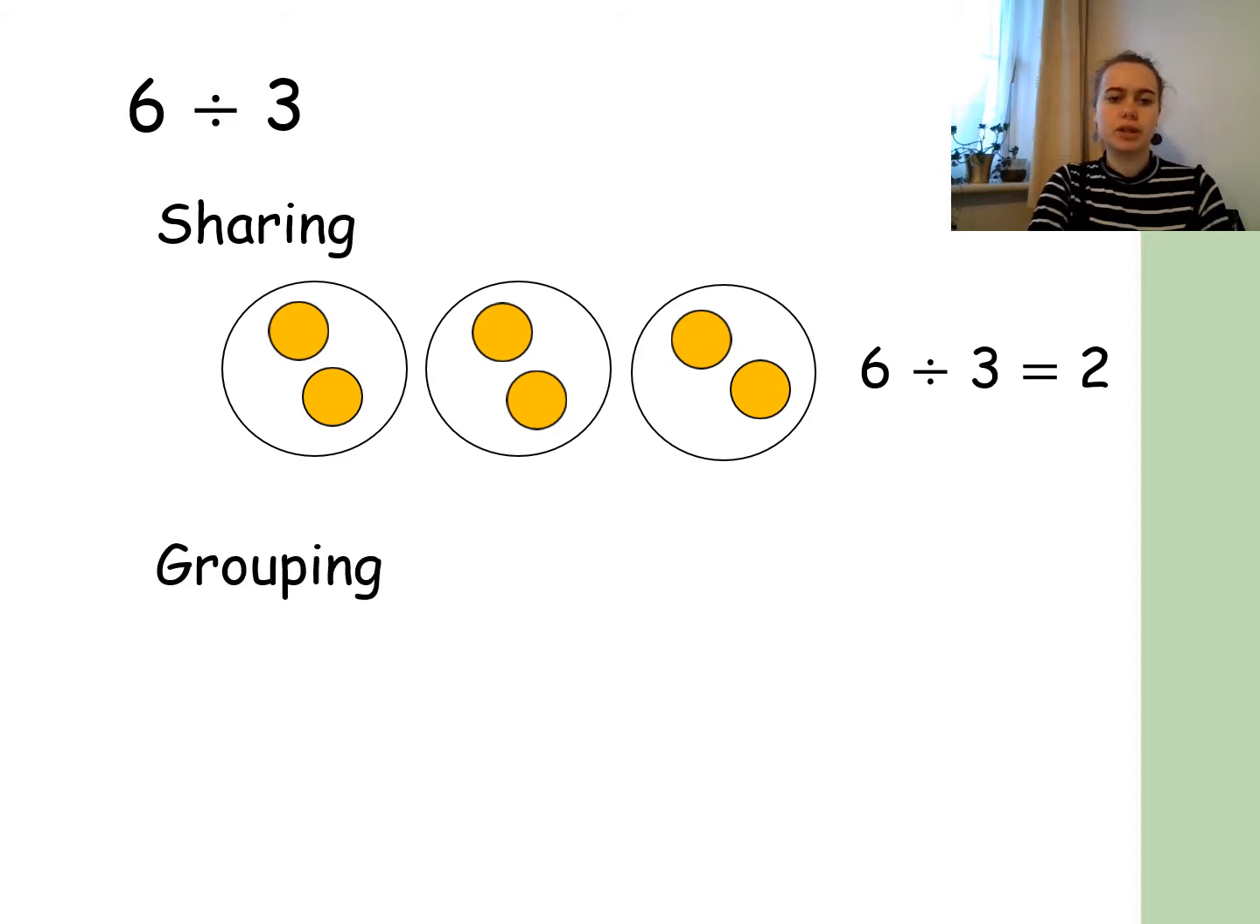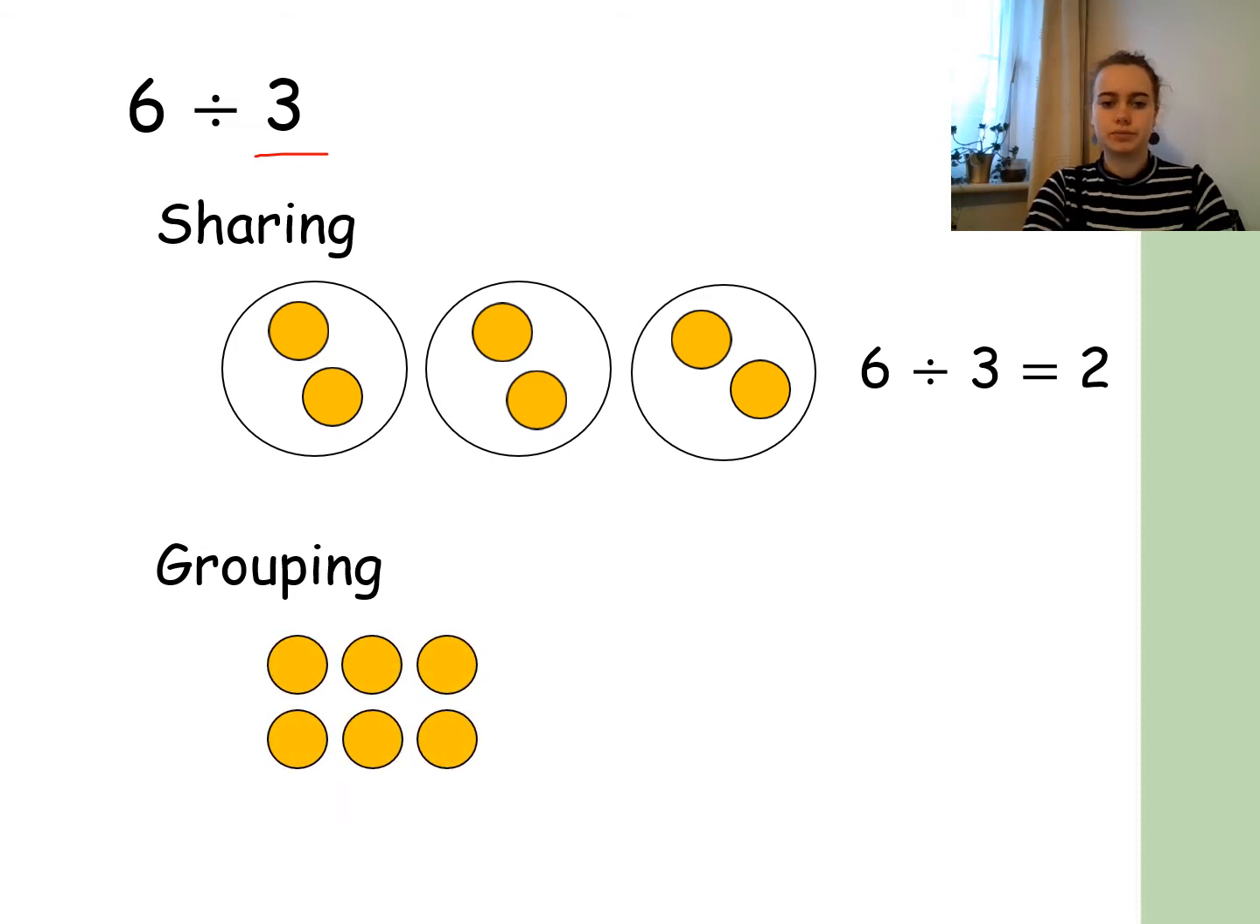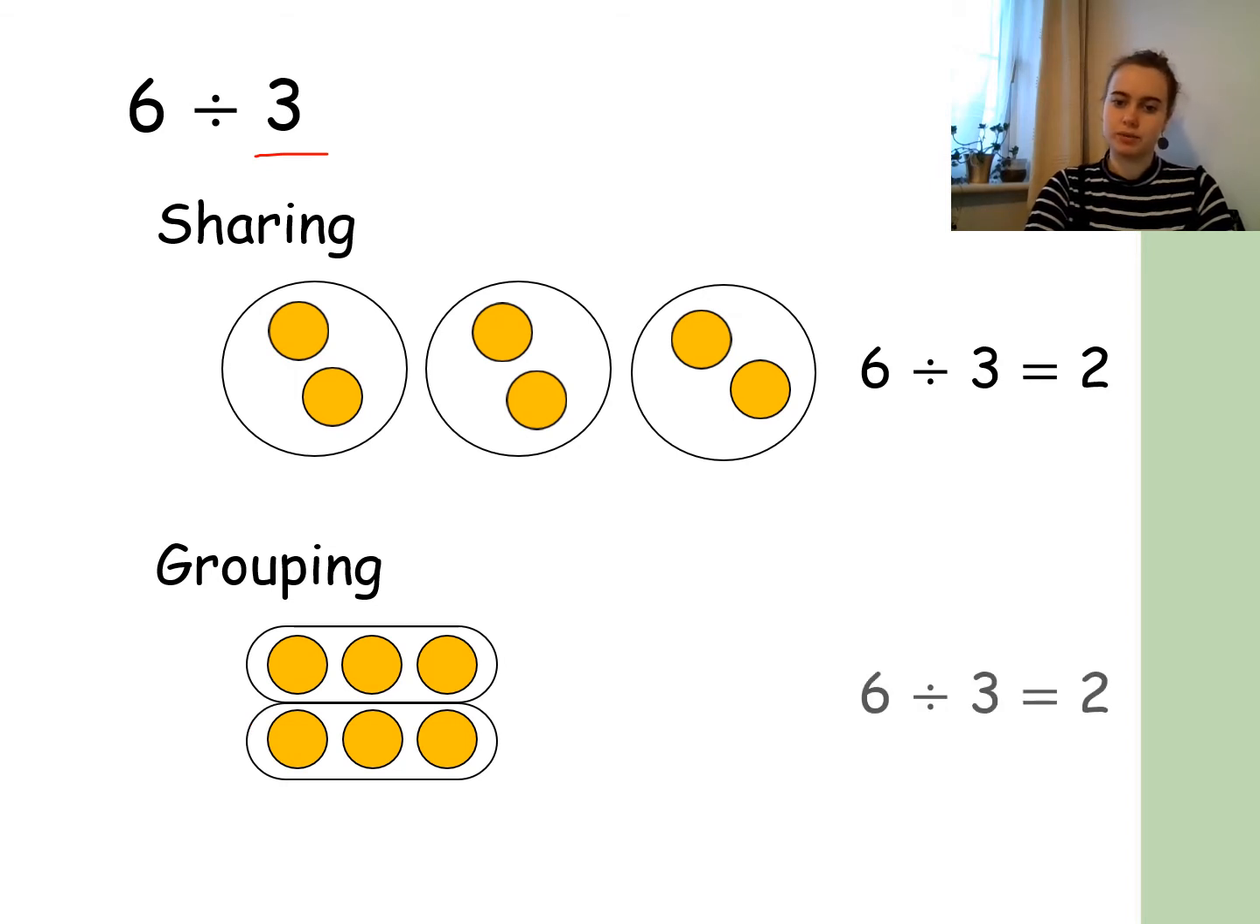And then grouping them. Now this isn't where we're sharing them out. We are grouping them into our group. So remember our second number here tells us how many we're putting into each group. So we've got our 6 and we're going to group them into 3s. So there's 1 3 and 2 3. So 6 divided by 3 equals 2. We get the same answer again. We just went about it a different way.